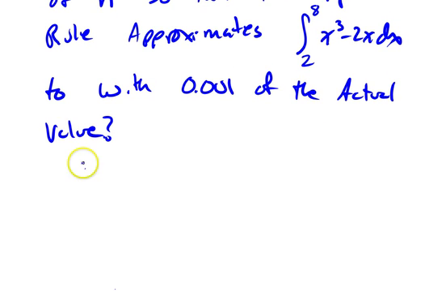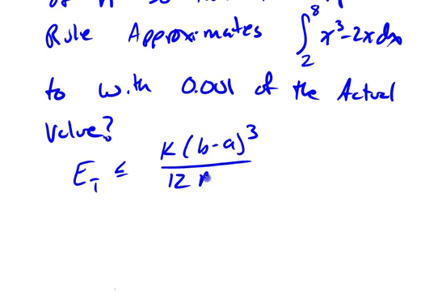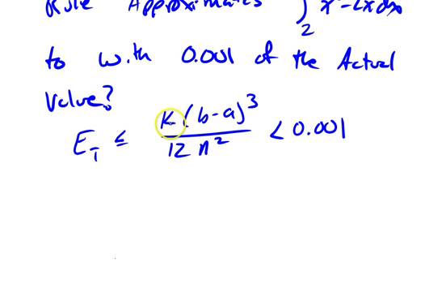So the thing I know about the error for the trapezoid rule is that it's less than or equal to k times (b minus a) cubed over 12n squared, where k is an upper bound on the second derivative of the function that I'm integrating. And so what I want to do is make this thing less than 0.001. Because if I can make this thing less than 0.001, I know the error is less than this thing, so then I'll know that the error is less than 0.001. So first thing I need to do is to establish what k is.